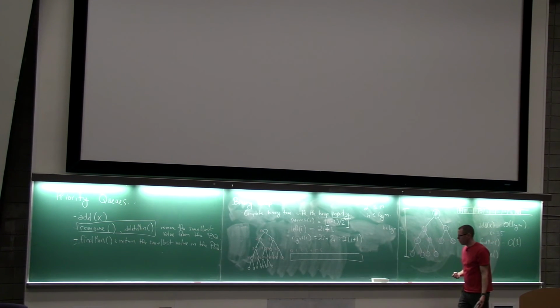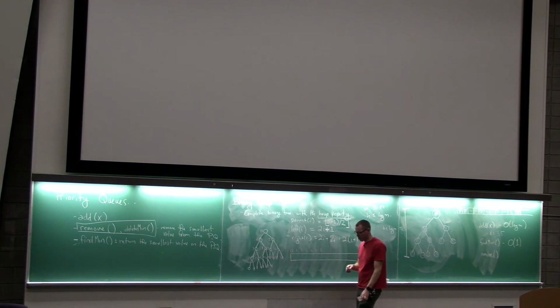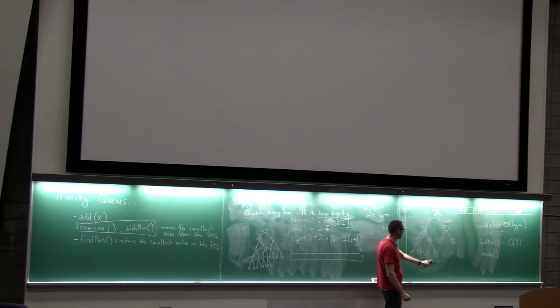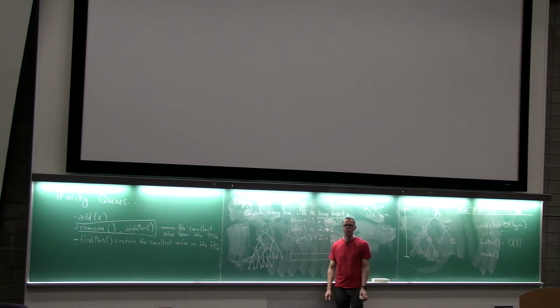But now we have some problems with our heap property because we took something that's way down at the bottom level, that's probably pretty big, and we stuck it up at the root. So it's probably not the smallest value in the heap. In fact, it almost never is. So we need to fix that up somehow. So how do we fix that up?